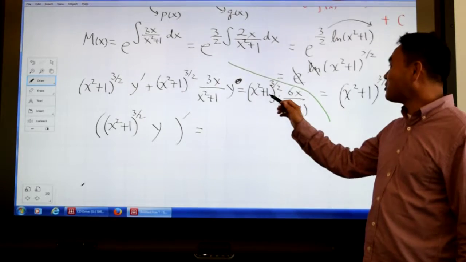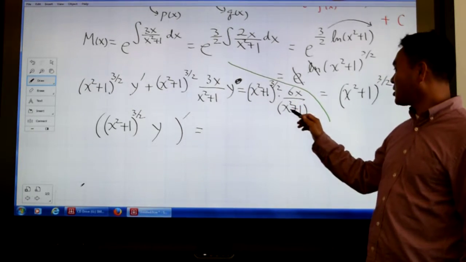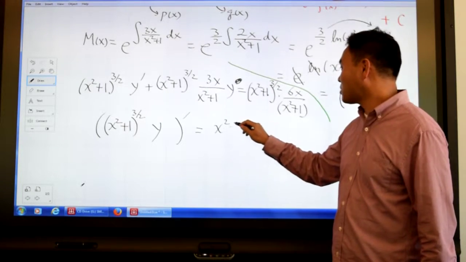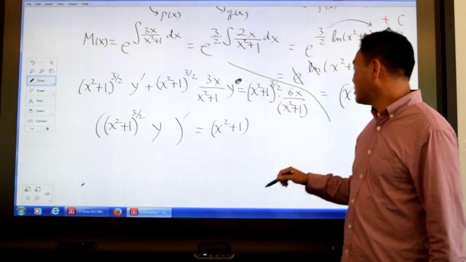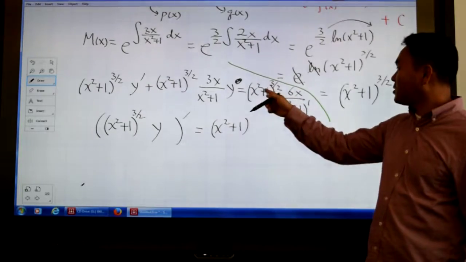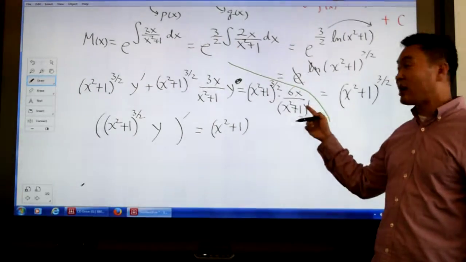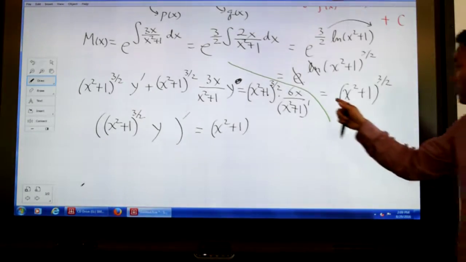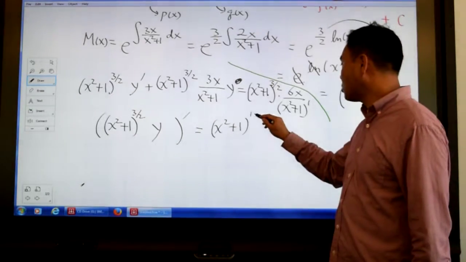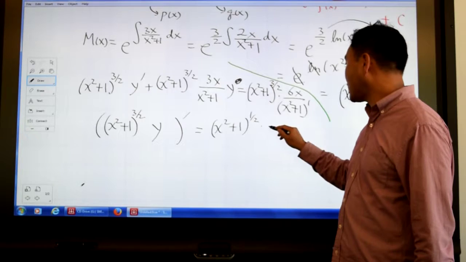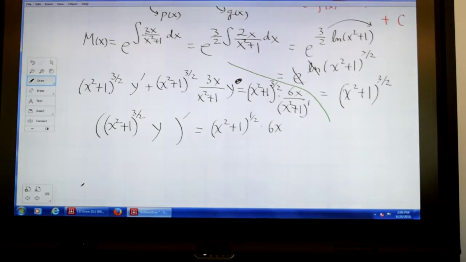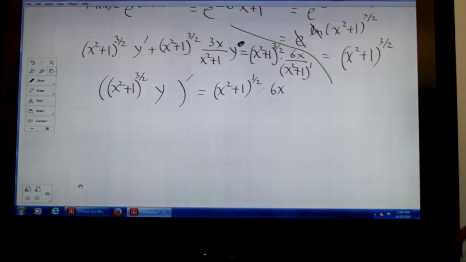Okay, and then you have x squared plus 1, x squared plus 1, you can cancel them. You have x squared plus 1. See, this is power of 1, and if you have the same base, when you divide, it's same as subtracting the exponents, right? So 3 over 2 minus 1 gives you 1 over 2 times 6x. Now we can integrate both sides.